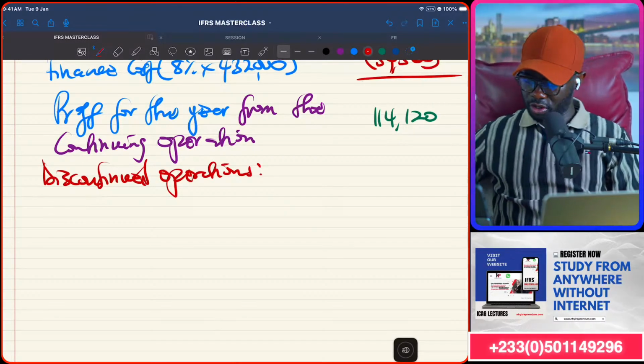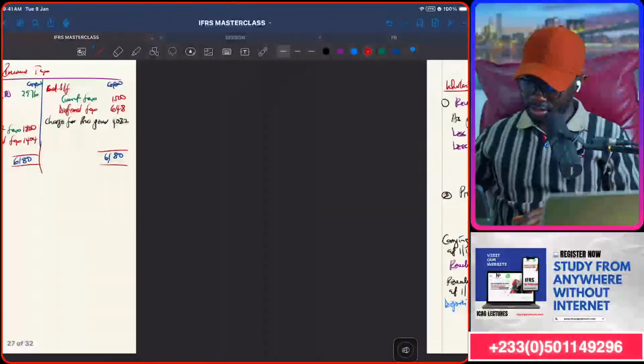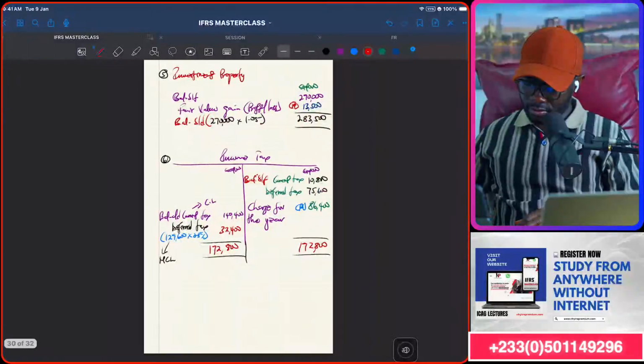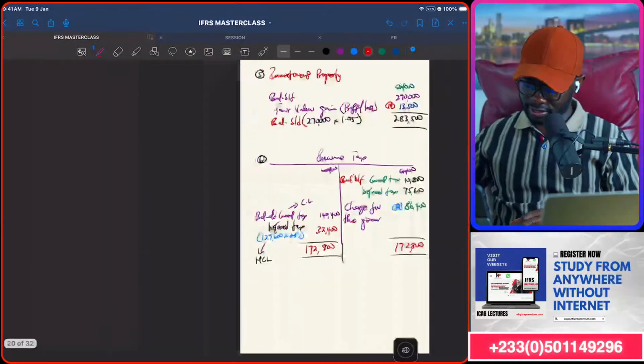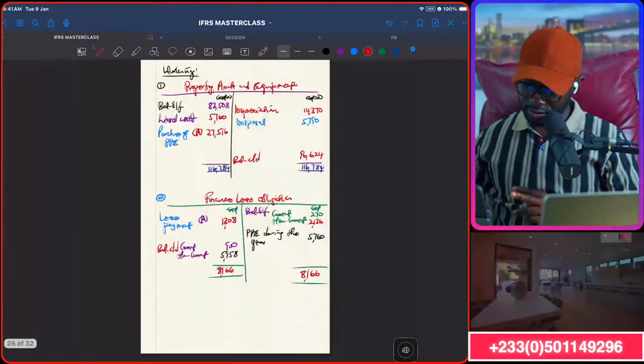Then we can bring the discontinued operation issue. So the discontinued operations, we got a loss, if you remember, from workings 3, I guess. No, we start from here.